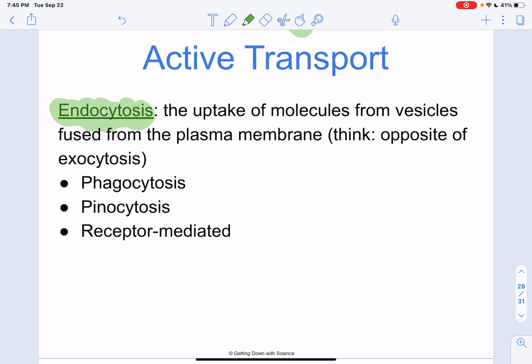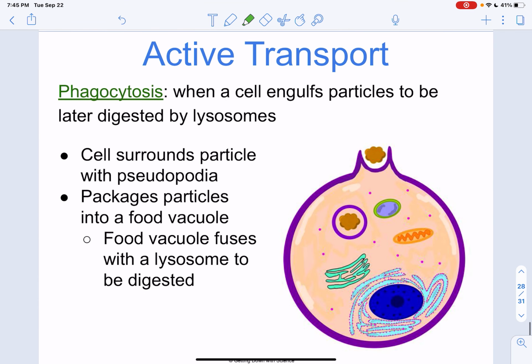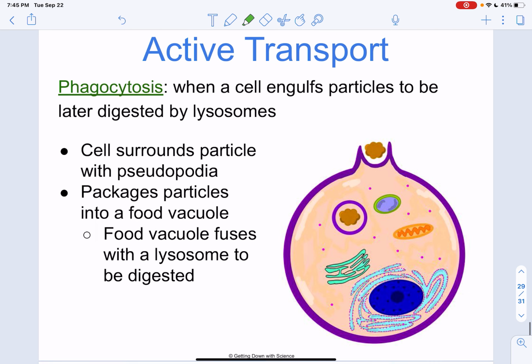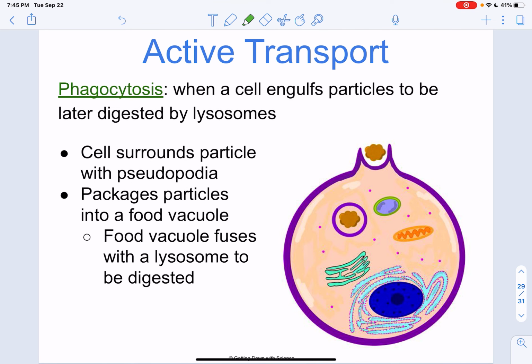And we'll have 3 types of endocytosis. The first one is going to be phagocytosis. Think of eating. This is cell eating. This is when the cell engulfs a particle that we want to digest for later in the lysosome. They will package this particle into a food vacuole, and that food vacuole will eventually find its way into the lysosome and get digested.